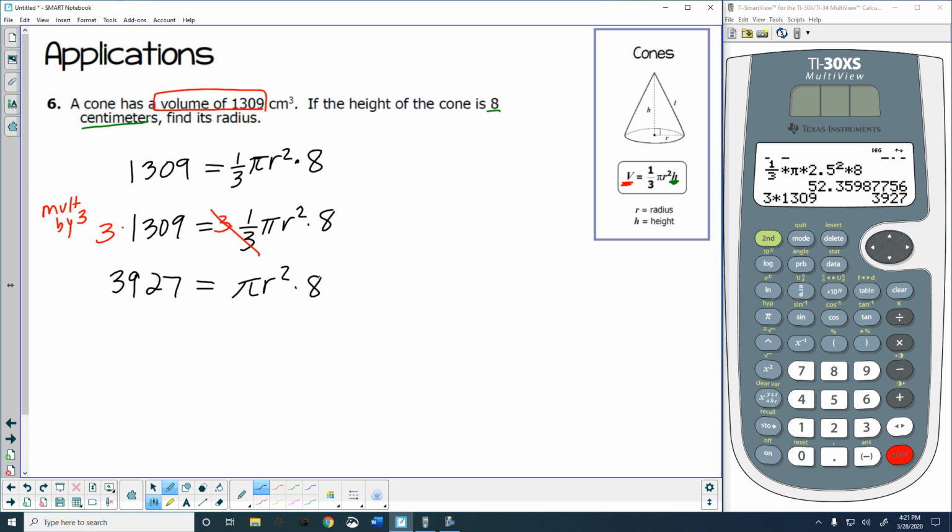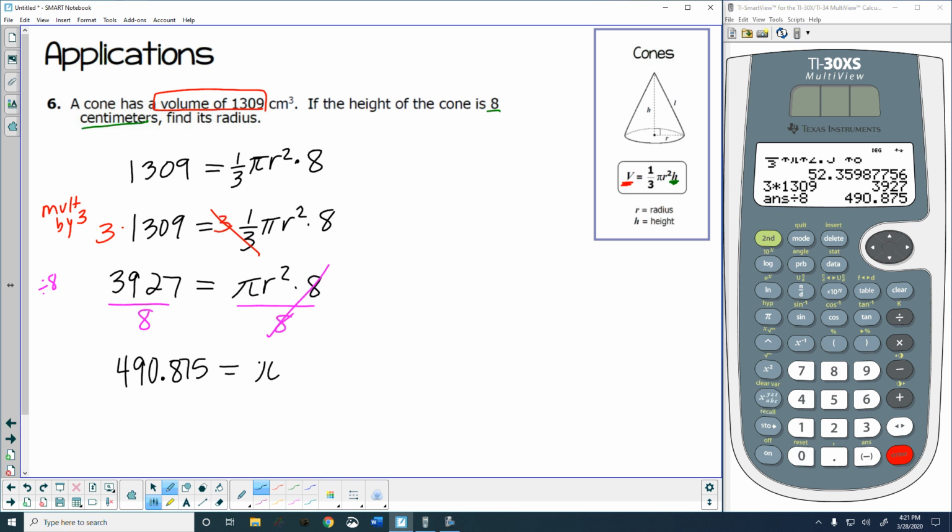So I'm going to go ahead and divide by 8 now, both sides of my equation. So I'll divide this side and this side. This 8 is going to cancel out. So in my calculator, since I have that 3927 there, I can just say divide by 8. Okay, so we've got 490.875 is equal to pi r squared.